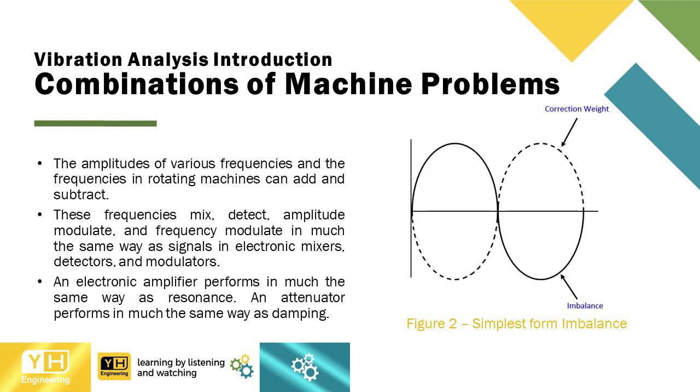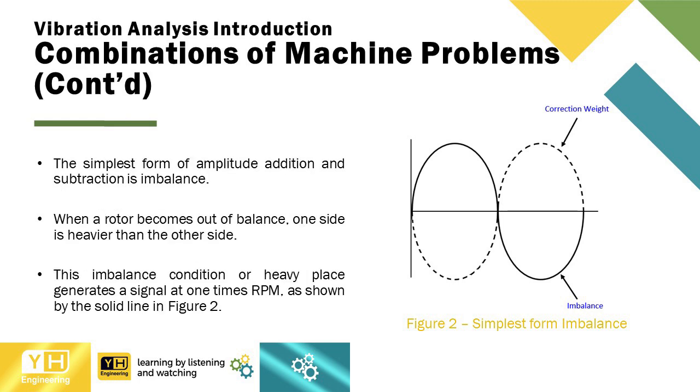Vibration Analysis Introduction: Combinations of machine problems. The amplitudes of various frequencies and the frequencies in rotating machines can add and subtract. These frequencies mix, detect, amplitude modulate, and frequency modulate in much the same way as signals in electronic mixers, detectors, and modulators. An electronic amplifier performs in much the same way as resonance. An attenuator performs in much the same way as damping. The simplest form of amplitude addition and subtraction is imbalance.